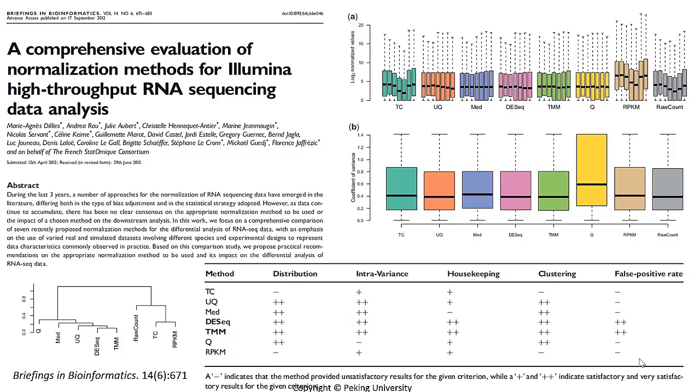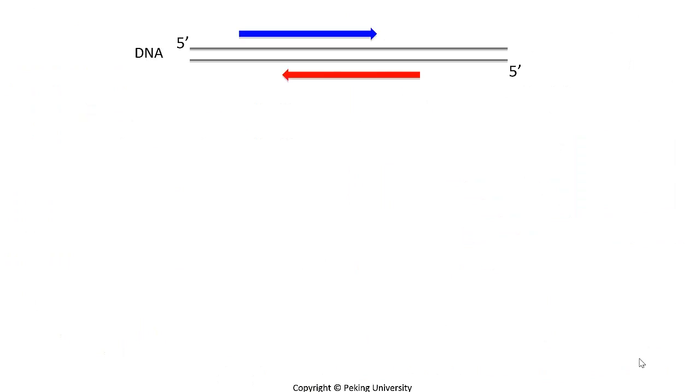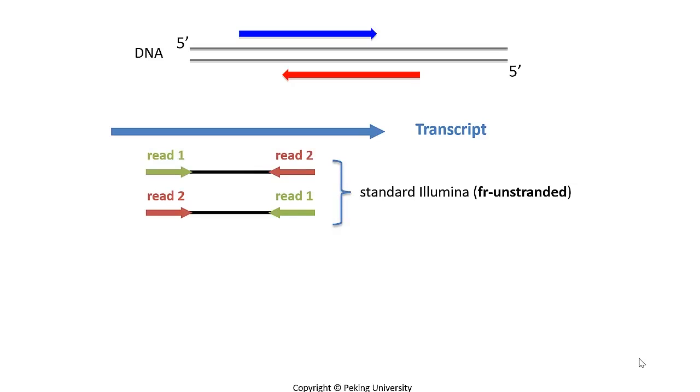Also, please note that strand specificity in the RNA-seq technique also matters. As we all know, both strands of DNA can be transcribed to generate different transcripts. However, the commonly used Illumina RNA-seq kit is strand-unspecific. In other words, we cannot know which one of the paired reads is in the same direction as the transcript, and which is in the opposite.